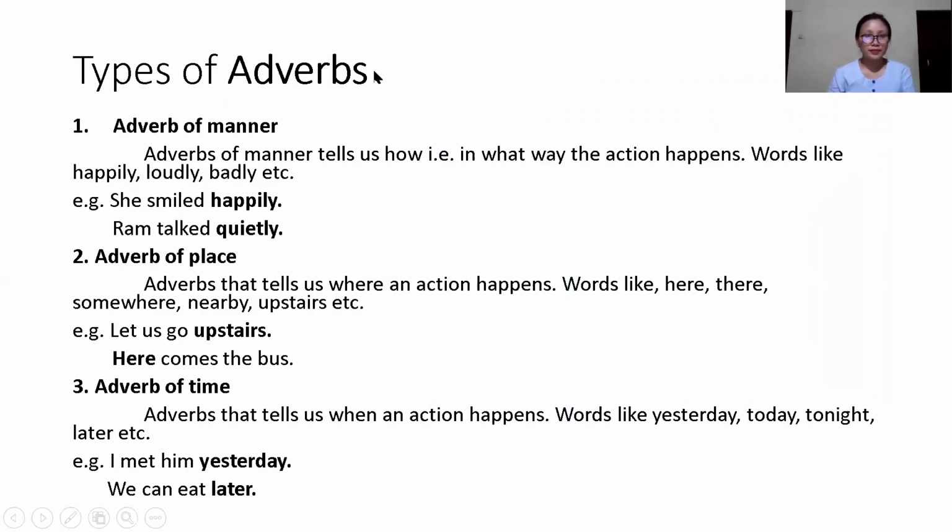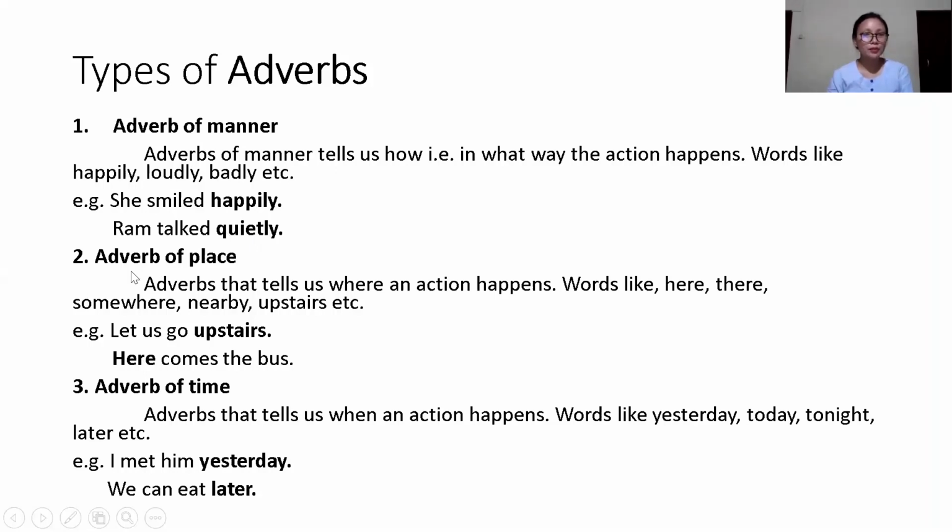Types of adverbs. Adverbs are divided into 5 common types. Let us discuss one by one. Number 1, we have adverbs of manner. Adverbs of manner tell us how, that is, in what way the action happens. Words like happily, loudly, badly, etc. are used. Example, she smiled happily. So happily is an adverb of manner. How did she smile? She smiled happily. Next, Ram talked quietly. So quietly is an adverb of manner.